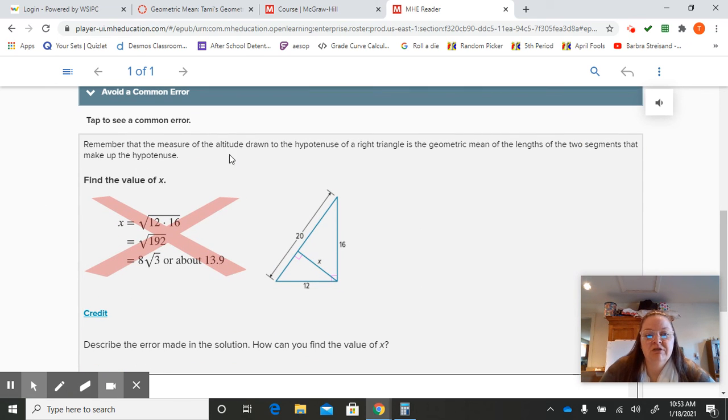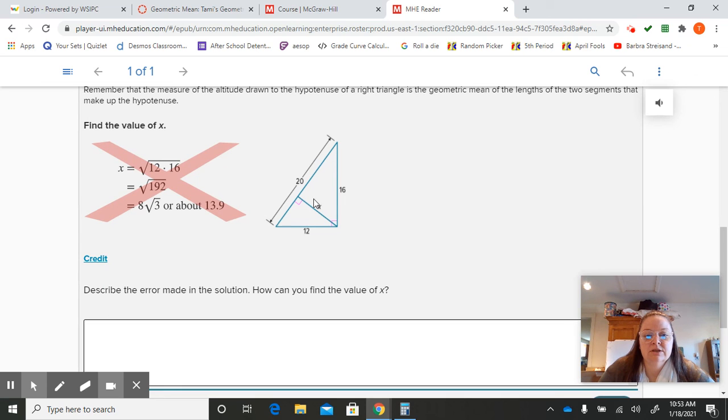Remember that the measure of the altitude drawn to the hypotenuse of a right triangle is the geometric mean of the lengths of the two segments that make up the hypotenuse. Right? So it is not multiplying the legs together. It's multiplying each piece of the hypotenuse together. So be careful not to pick the wrong parts of the triangle to multiply together.